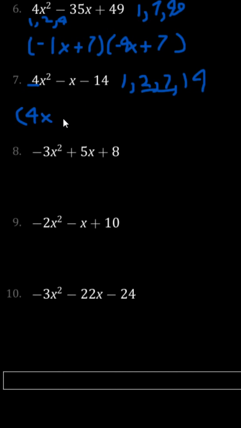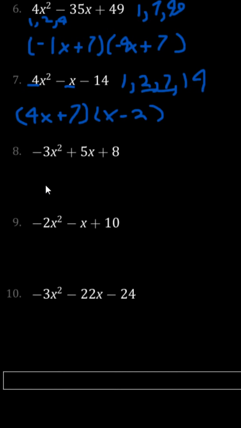So we're going to have 4x. I want to say the 7 is positive, and then we're going to have x, and we're going to have a minus 2. That 7 times negative 2 will give us that negative 14, and that 4 times negative 2 will give us a negative 8. 7 times x will give us a positive 7, and then negative 8 plus 7 will give us this negative x here.